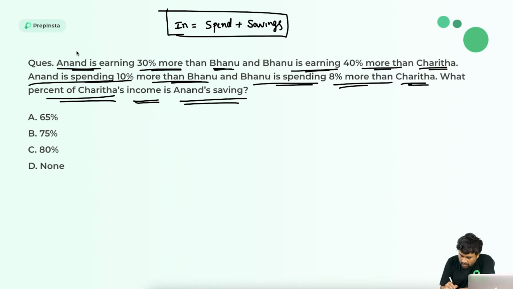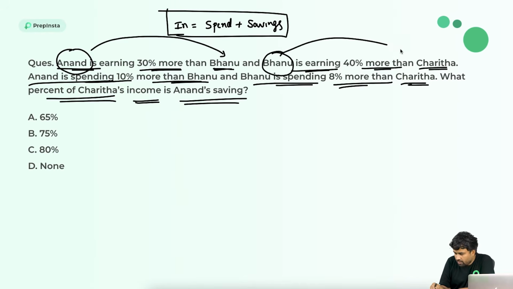Just look at here. Here Anand's salary depends on Banu and Banu's salary depends on Charita. So whenever you have percentage related problems, you have to start from the last independent person, right? Anand is dependent, Banu is dependent, but Charita is independent. So I will start with Charita's salary as 100 rupees. So this is the income.